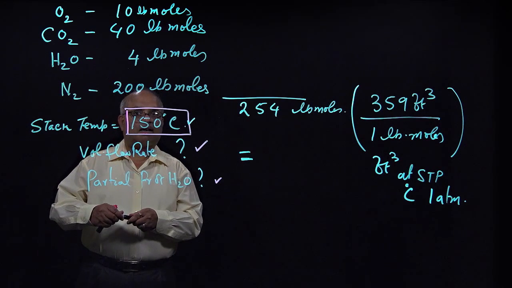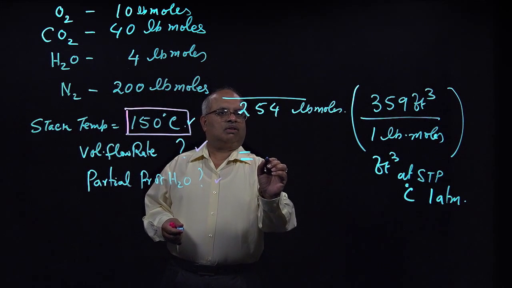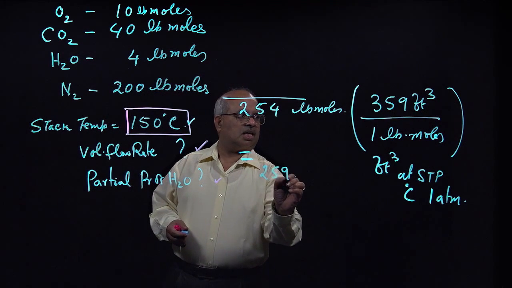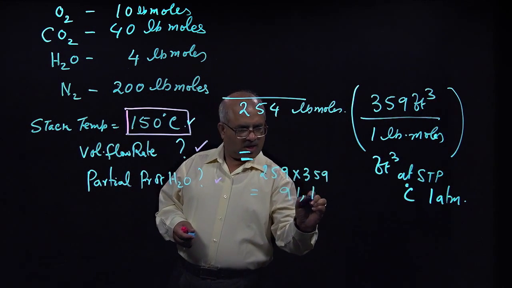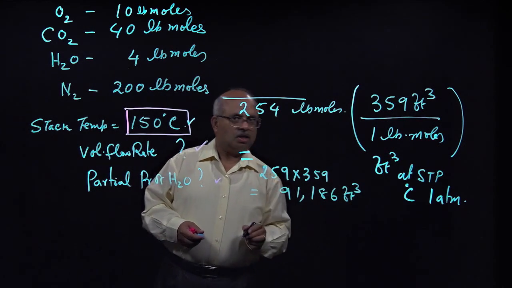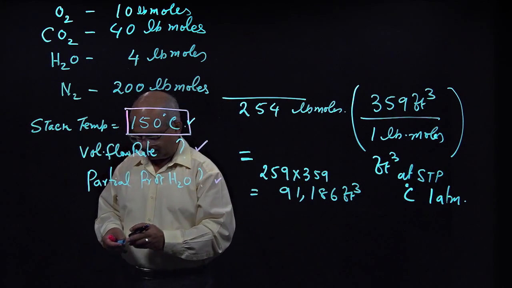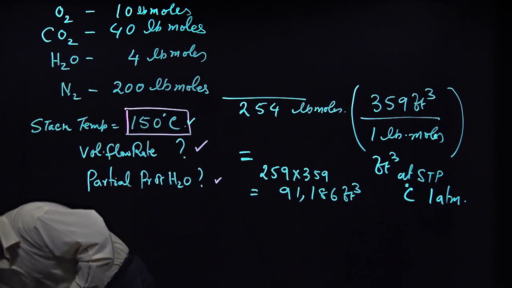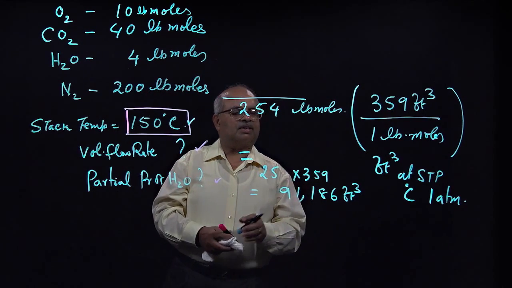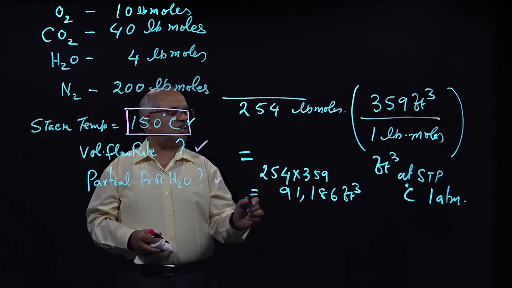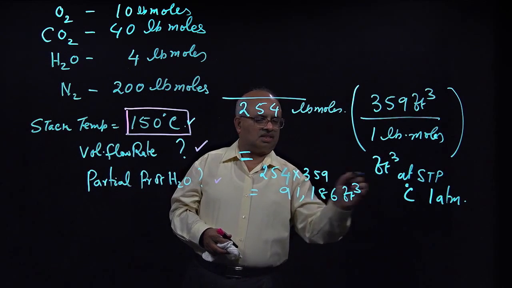So 254 times 359 is equal to 91,186 cubic feet at 0 degrees Celsius and 1 atmosphere pressure.